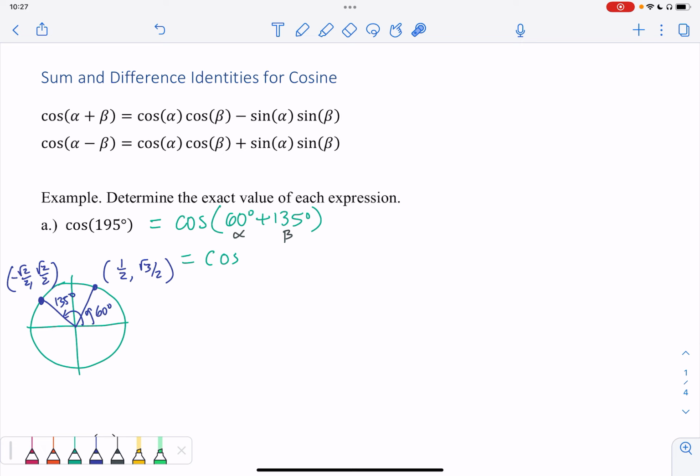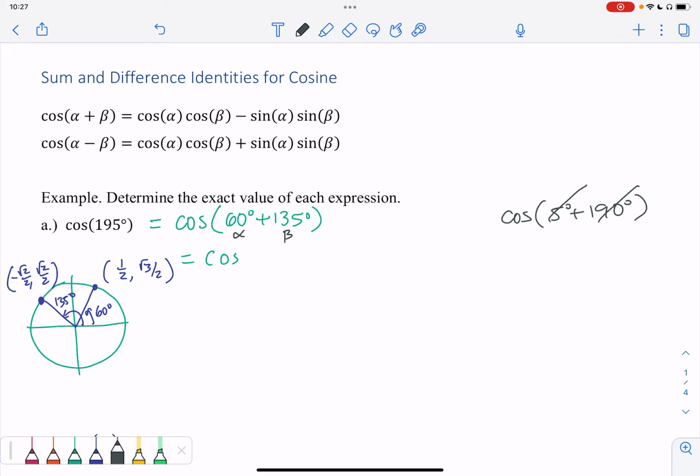Now, why do I want that? Well, 60 degrees and 135 degrees, we just said, are angles that we know where they're located on the unit circle. Now, if I had chosen, say, cosine of 5 degrees plus 190 degrees, that wouldn't help me, right? Because 5 and 190 aren't places I know on the unit circle, so that's not going to be helpful. But I did choose these nice angles.